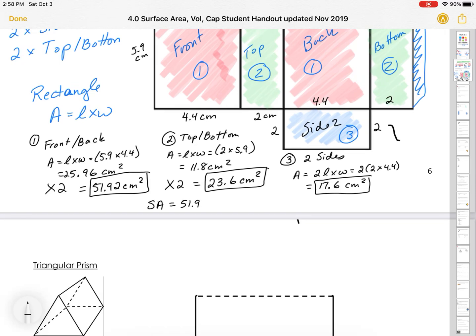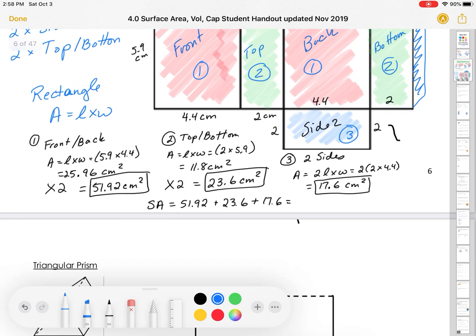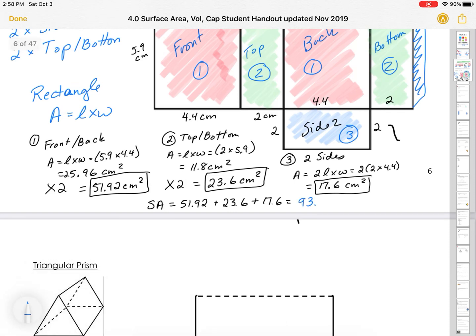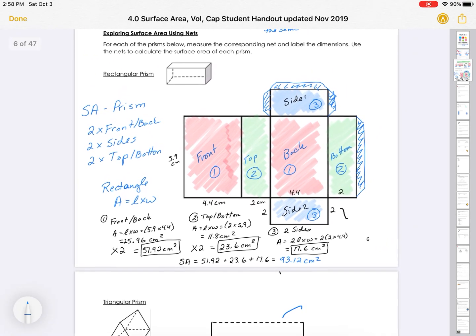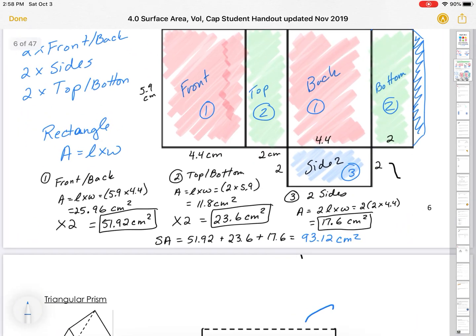So 51.92 plus 23.6 plus 17.6. And we get for our final answer 93.12 centimeters squared. Now, I just added those numbers in. But if you were given them, you can kind of sort it out and figure it out that way, okay?